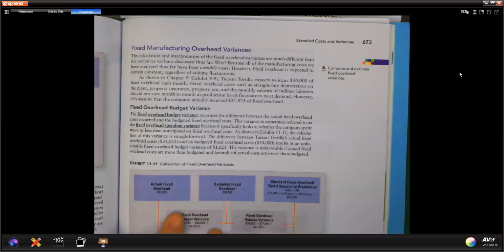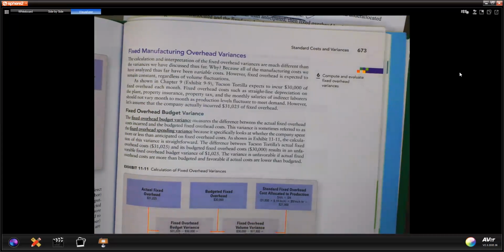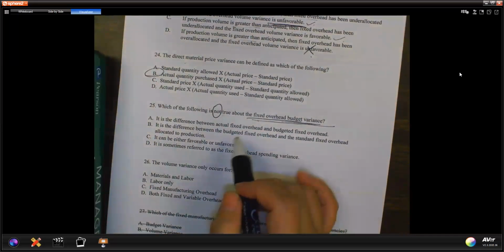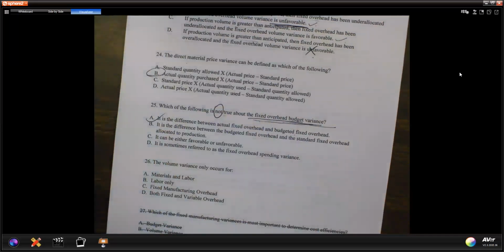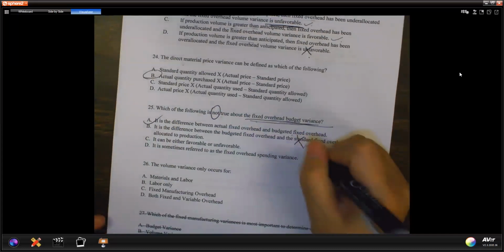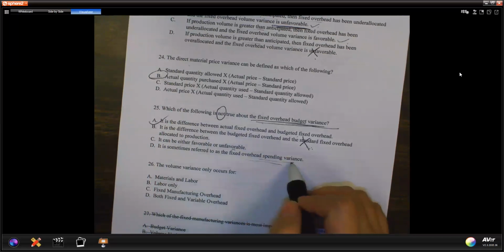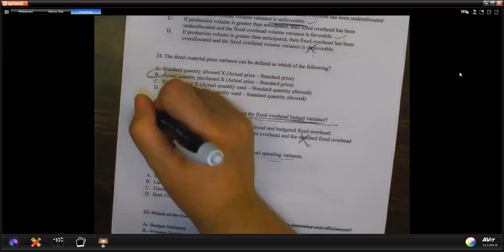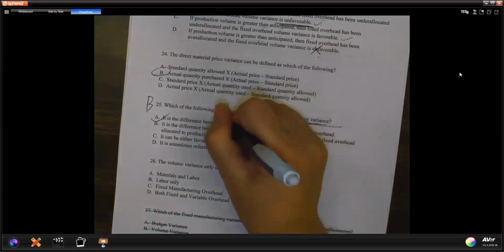Fixed overhead budget variance is the difference of actual and budget. Okay, so the difference between actual and budget. This is correct. It's the difference between budget and the standard. No, this is called volume variance. Okay, it can be favorable or unfavorable. It's also called spending. So the answer is B. Is not correct. The answer is B, not correct, because it's asking for the one that is not correct.